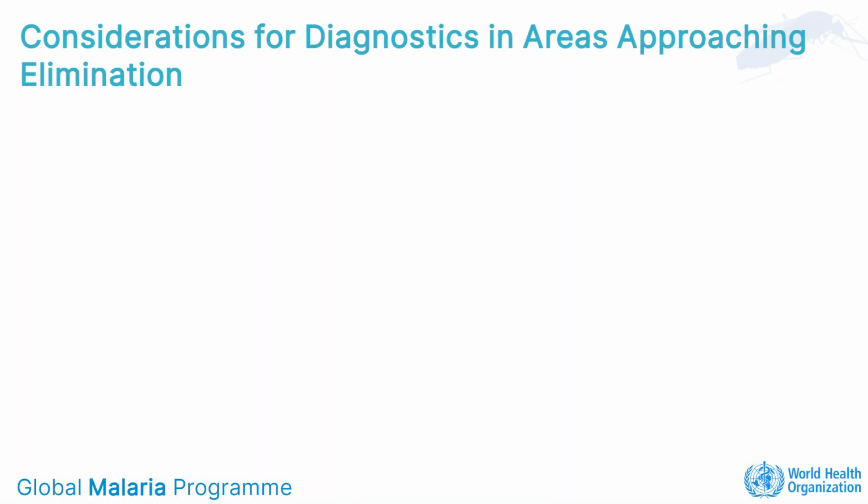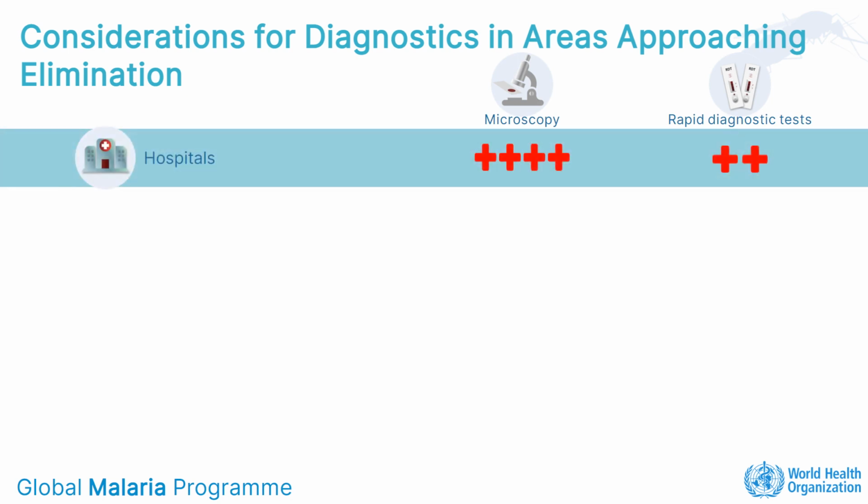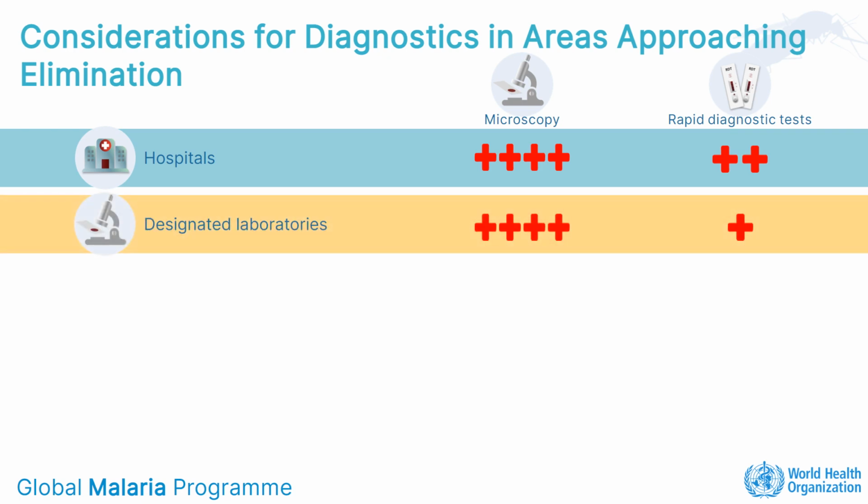WHO recommends both microscopy and RDTs for malaria diagnosis, but there are some considerations for where each should be deployed. At hospitals, the highest level of care, microscopy should be the predominant method to diagnose malaria because of the need to determine the infecting species and to monitor the clinical course of infection. However, RDTs could be used for an initial screening or for periods when laboratory personnel are absent. Microscopy should also be the main diagnostic method in all laboratories.